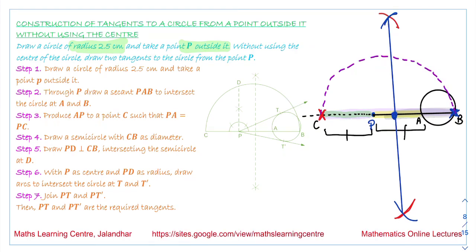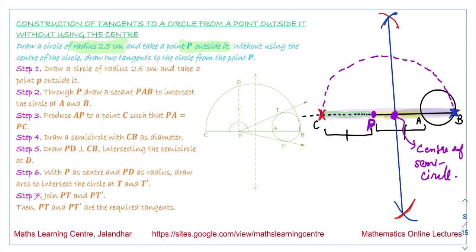We have drawn a semicircle over here, keeping this as the center of the semicircle. Now this point P is given to us. This is the point P we are talking about. Now at this point P, draw a perpendicular.